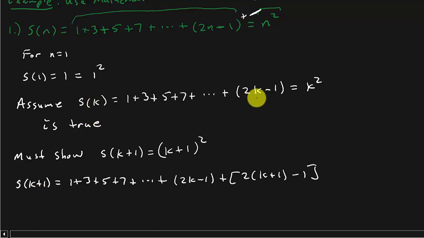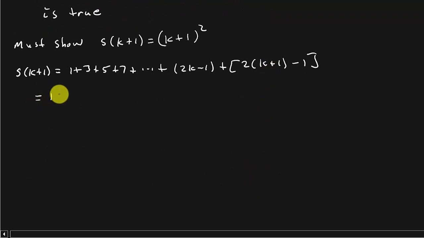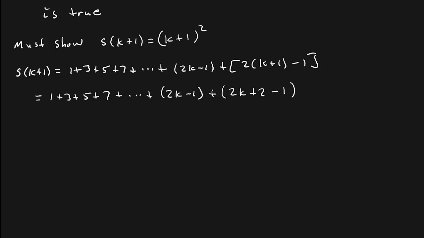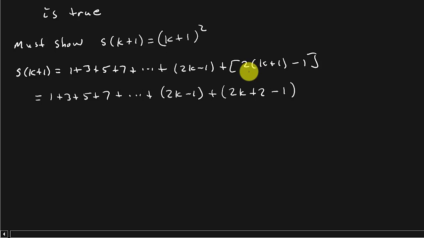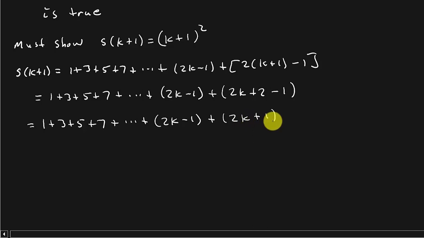See, the s of k term goes to here, which stops right here. And then I've got to go one more term because I'm going k plus 1. So there's that term. All right. And so I get 1 plus 3 plus 5 plus 7 plus 2k minus 1 plus 2k plus 2 minus 1. All right, so all I did was distribute the 2 here. And so this is going to be 1 plus 3 plus 5 plus 7 plus 2k minus 1 plus 2k plus 1.